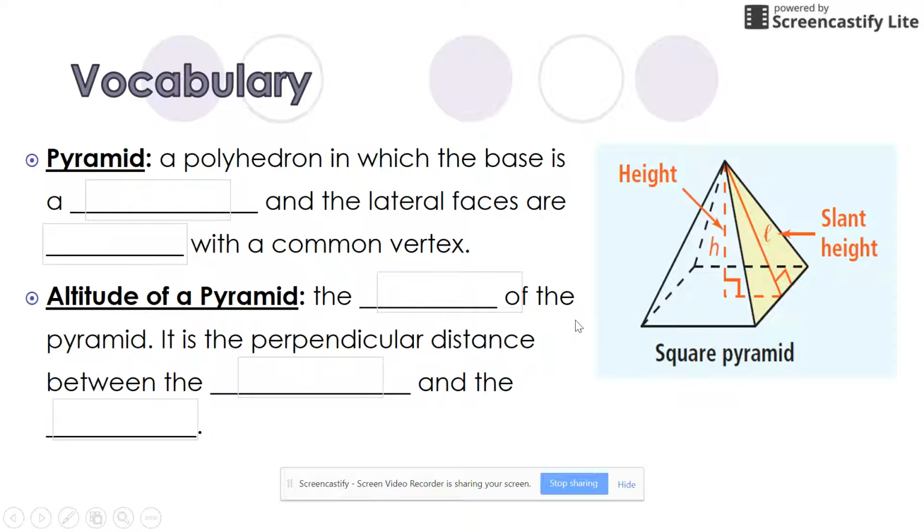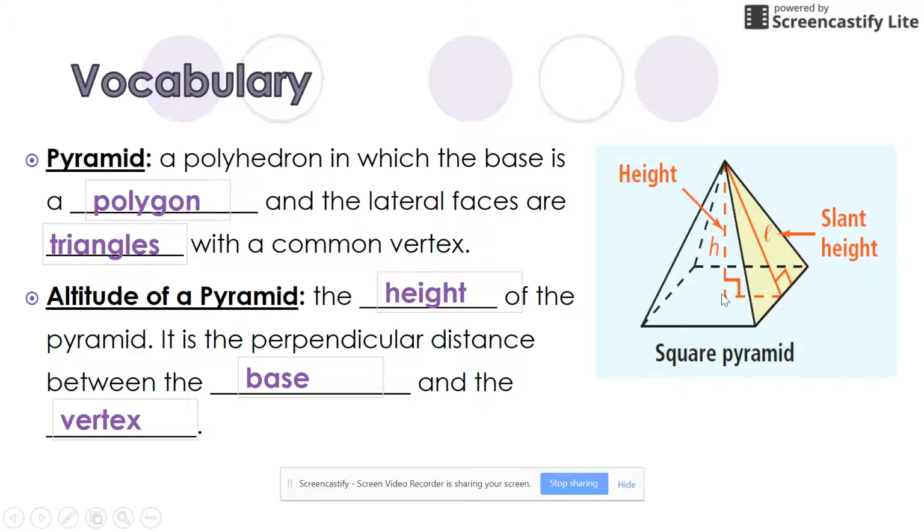So we talked about pyramids at the beginning. The difference between a pyramid and a prism is that pyramids have triangular faces. So you have 4 triangles or 5 triangles or 3 triangles, and they all meet at a common vertex. You'll notice that this just says a polygon. There's a difference between a regular pyramid and a non-regular pyramid. We'll talk about that.